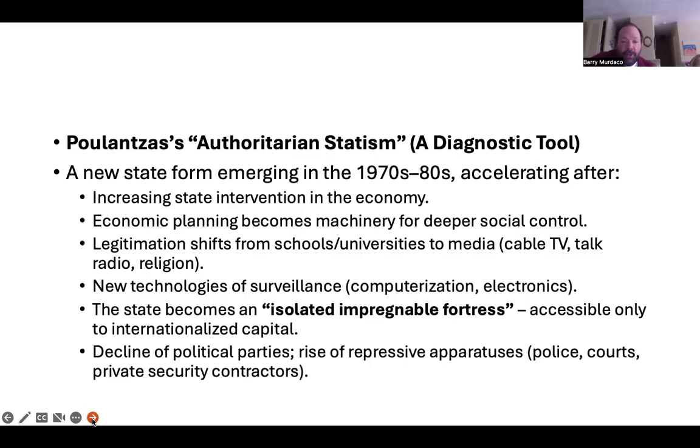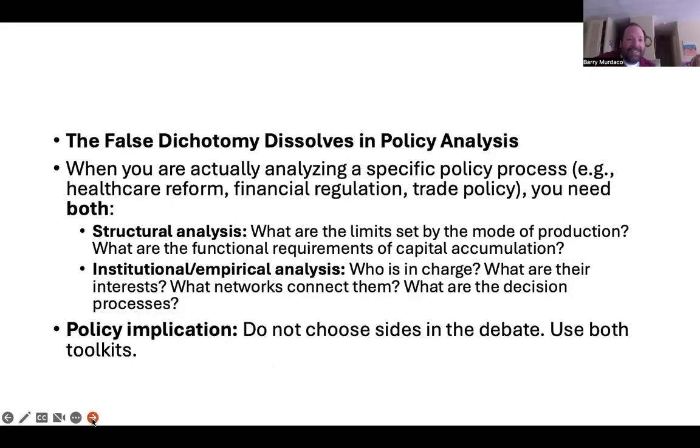There's a decline of political parties, or maybe you could argue that the choices between political parties become increasingly meaningless. You have no real alternative between the political parties. You have a rise of a repressive apparatus: police, courts, private security contractors. In other words, basically all things that have actually come to be, right? I mean, what he's talking about here in the late 1970s basically has happened.